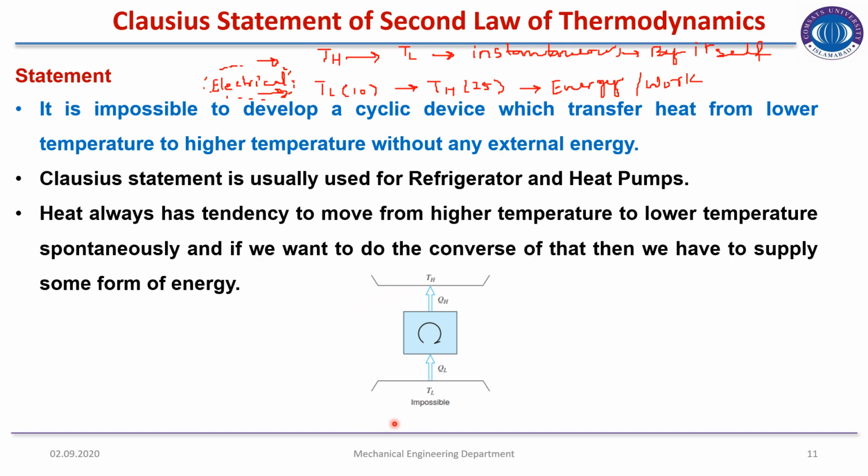So that is a schematic diagram of the Clausius statement. It is written that it is impossible for any cyclic device, it may be a heat engine or refrigerator or heat pump, to take heat from a low thermal energy reservoir that is operating at a low temperature and reject that heat into a high temperature thermal energy reservoir. That is impossible. So we have to supply some form of work, mechanical or electrical, to do this.